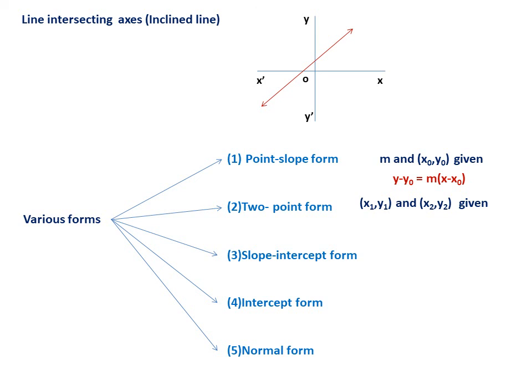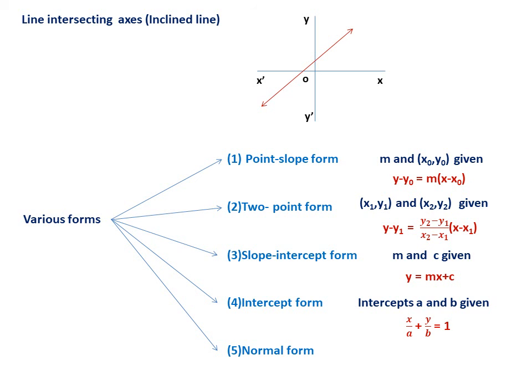What is the given condition for the second one? (x1, y1) is given, (x2, y2) is given. So y minus y1 equals (y2 minus y1) divided by (x2 minus x1) into (x minus x1). And the third one, slope intercept form. What is given? m is given, c is given: y equals mx plus c. Next one, intercept form. A and B are given. Don't worry what A and B are, I will explain when we derive this one. So x by a plus y by b equals 1. What is given in the last one? Normal form. Alpha is given, p is given. So what is the equation? x cos alpha plus y sin alpha equals p.